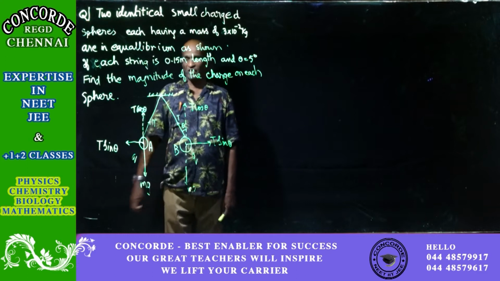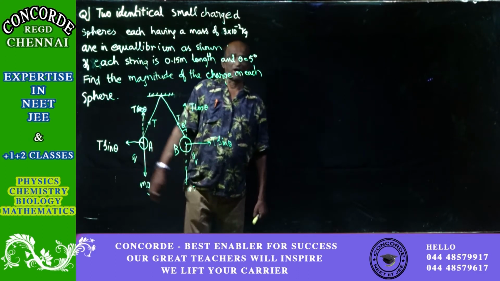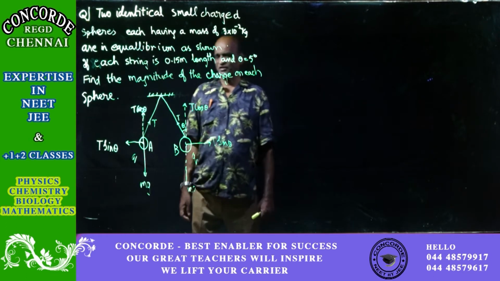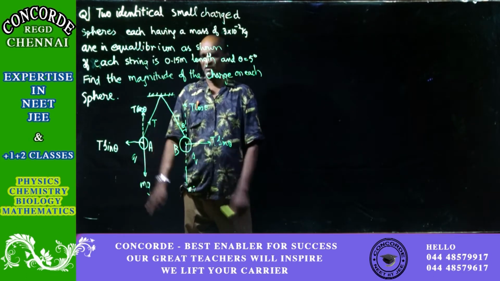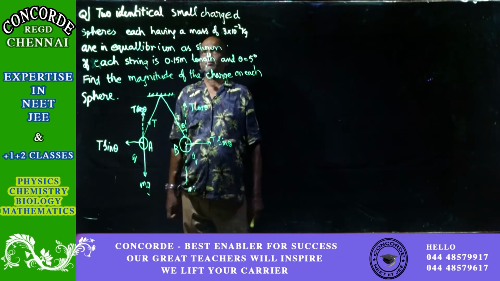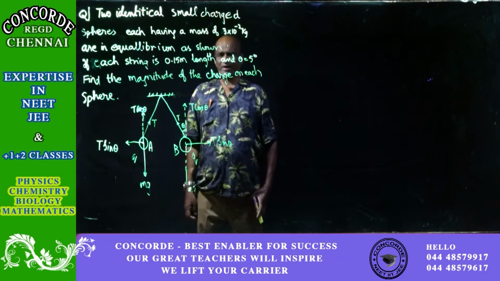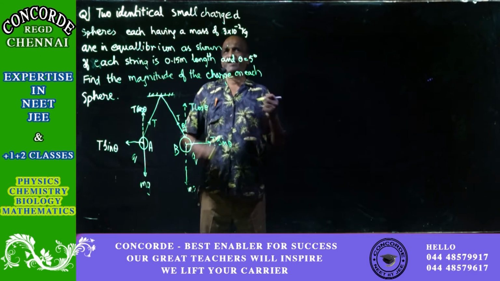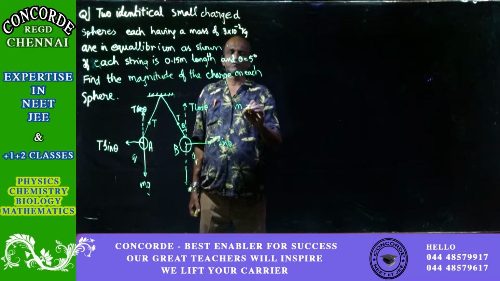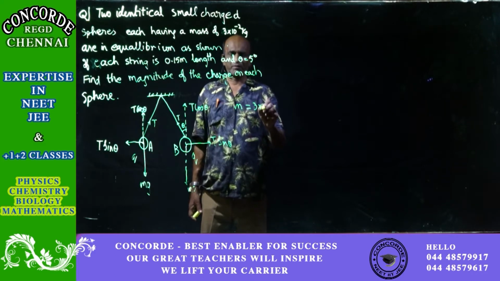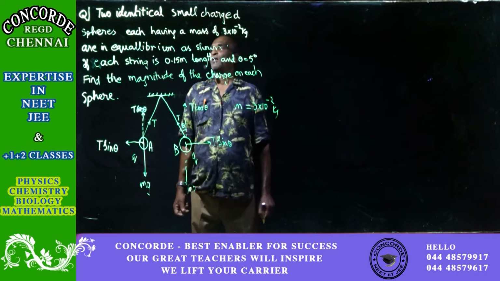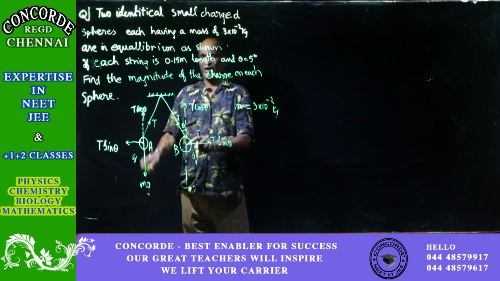So it is given here that there are two identical and small charged spheres. Let us take the charge to be equal to q on each sphere. Both are of the same nature, each having a mass of 3 into 10 power minus 2 kg. They are in equilibrium, at rest.